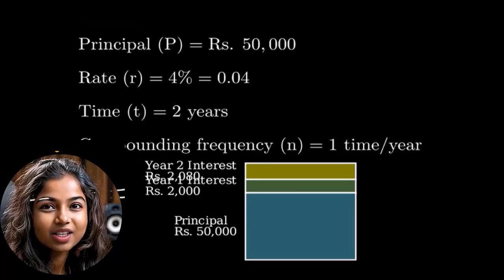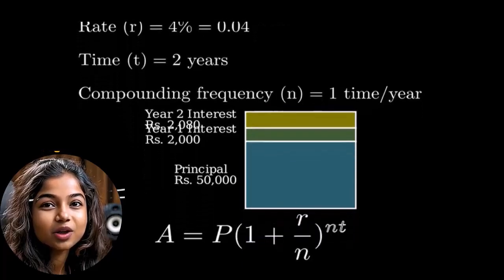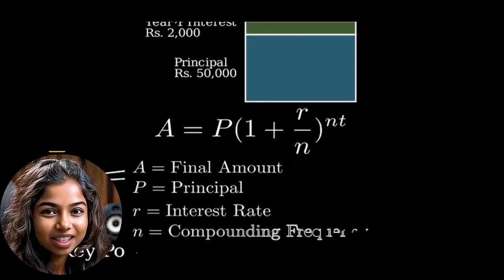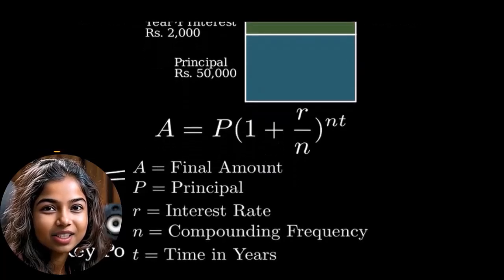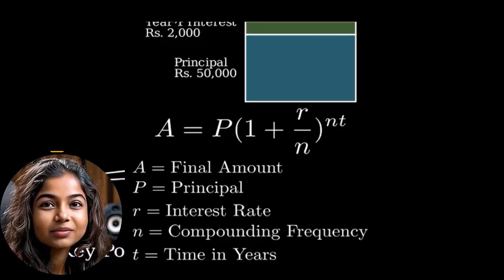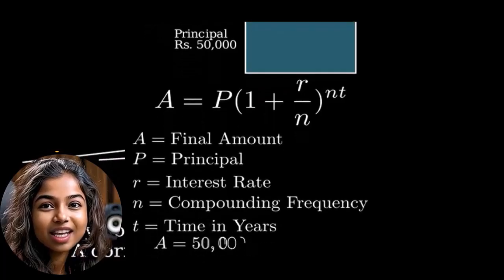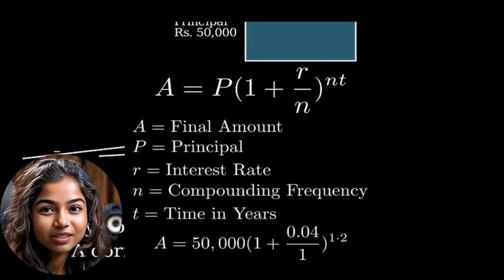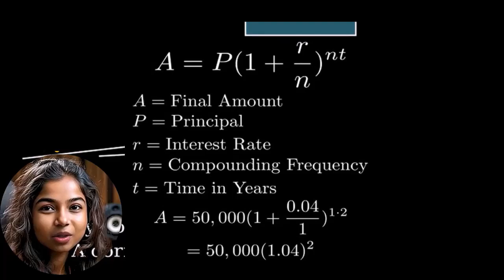The interest compounds, or builds upon itself. The formula for compound interest is A equals P times the quantity 1 plus R divided by N, all raised to the power of NT, where A is the final amount, P is the principal, R is the rate, N is the number of times interest is compounded per year, and T is the time in years. Let's plug in our values. We have 50,000 rupees as principal. 1 plus 0.04 divided by 1, all raised to the power of 1 times 2. This simplifies to 50,000 times 1.04 squared.